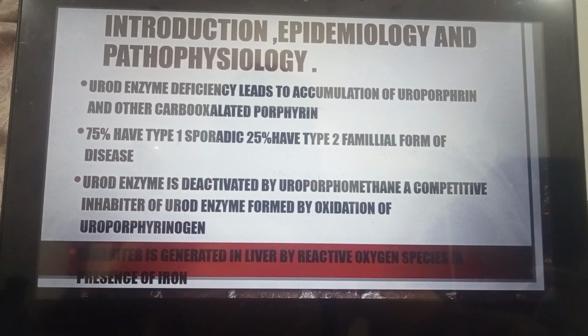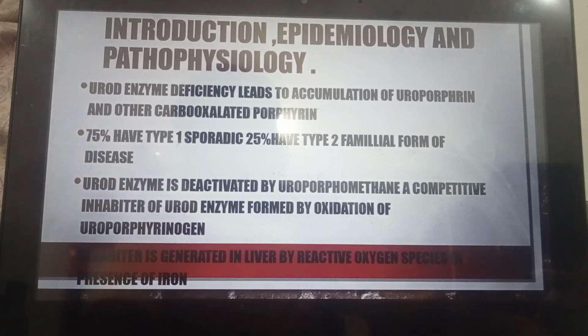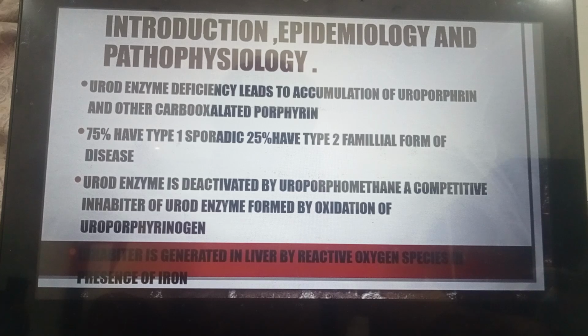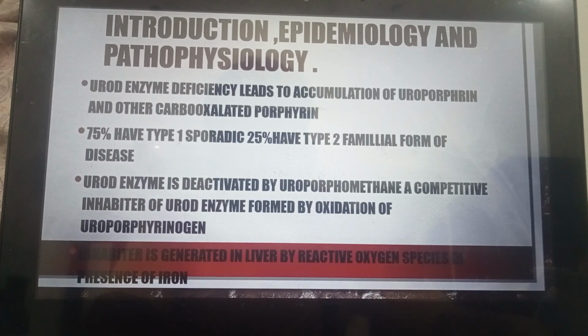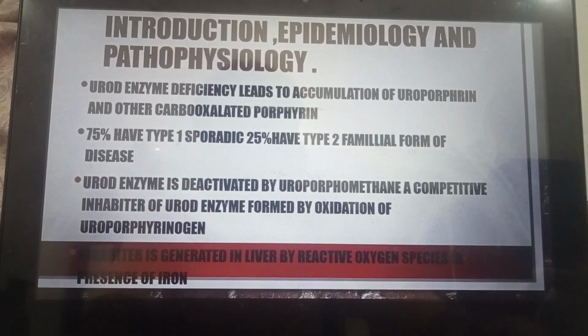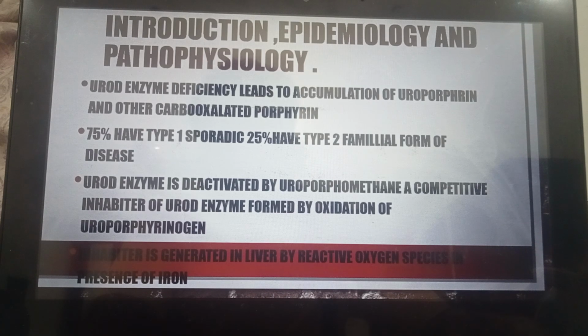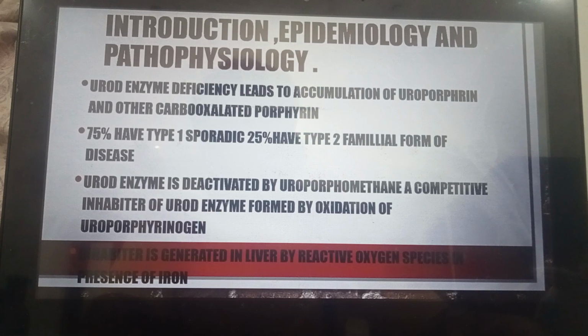Introduction, epidemiology and pathophysiology. Urod enzyme deficiency leads to accumulation of uroporphyrin and other carboxylated porphyrin compounds. 75% of cases of porphyria are due to type 1, or in other words sporadic, while 25% of cases are type 2, the familial form of the disease.